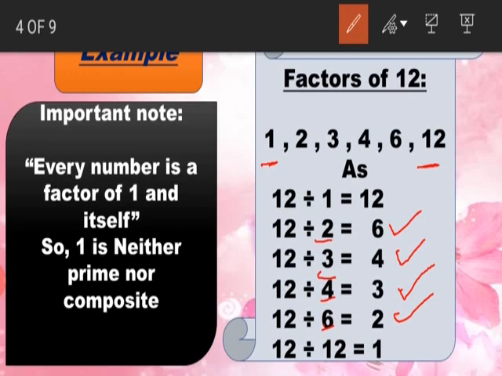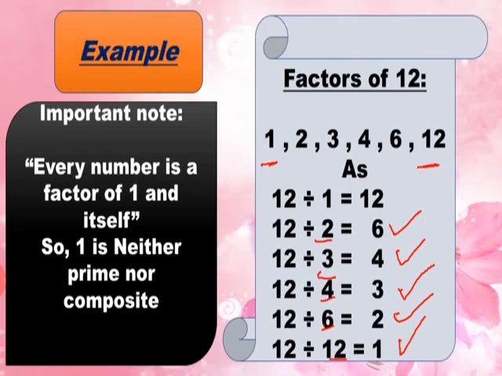So in the last, as we say, every number is a factor of itself. So 12 is also a factor of itself, as 12 ones are 12. So 12 is a multiple of 12. So 12 is a factor of 12. Clear? So class, these are the factors of 12. And I hope you have better understood how to find out the factors.